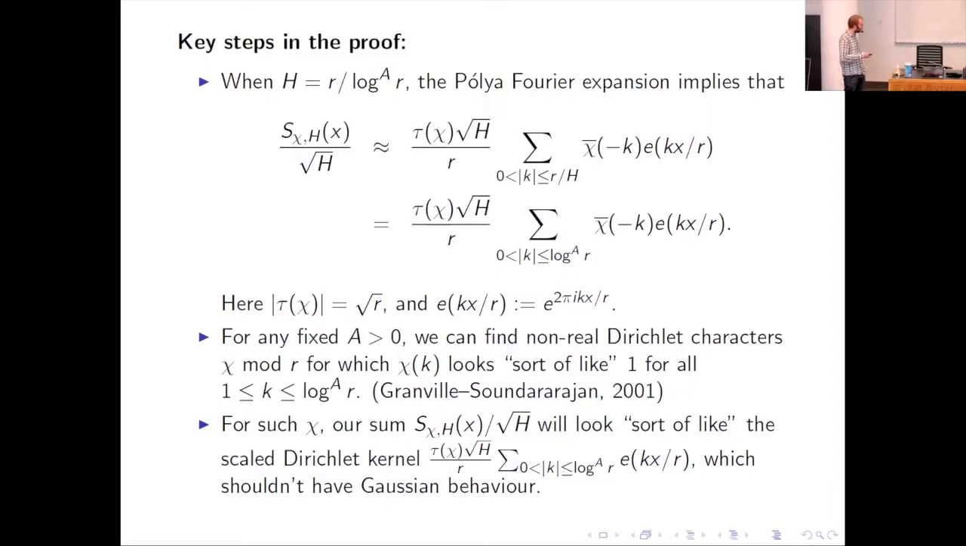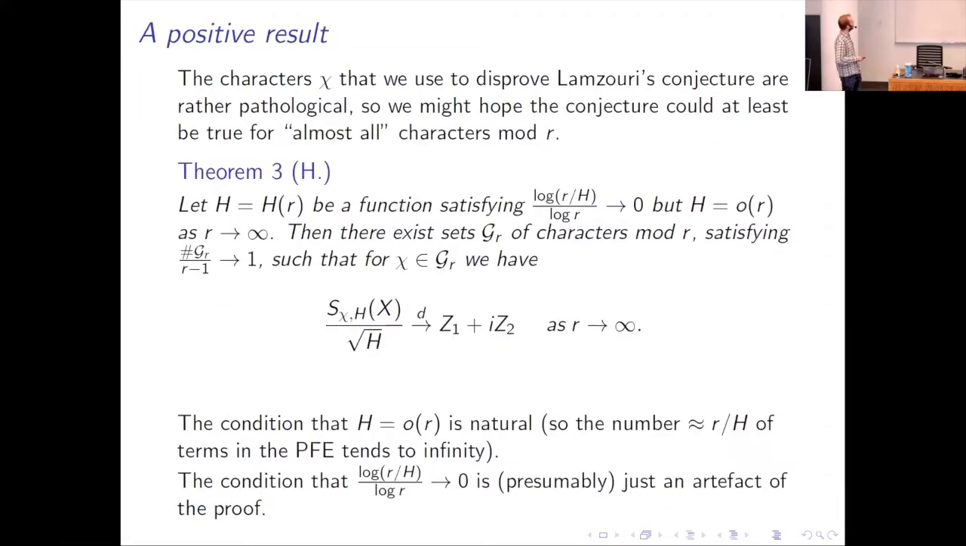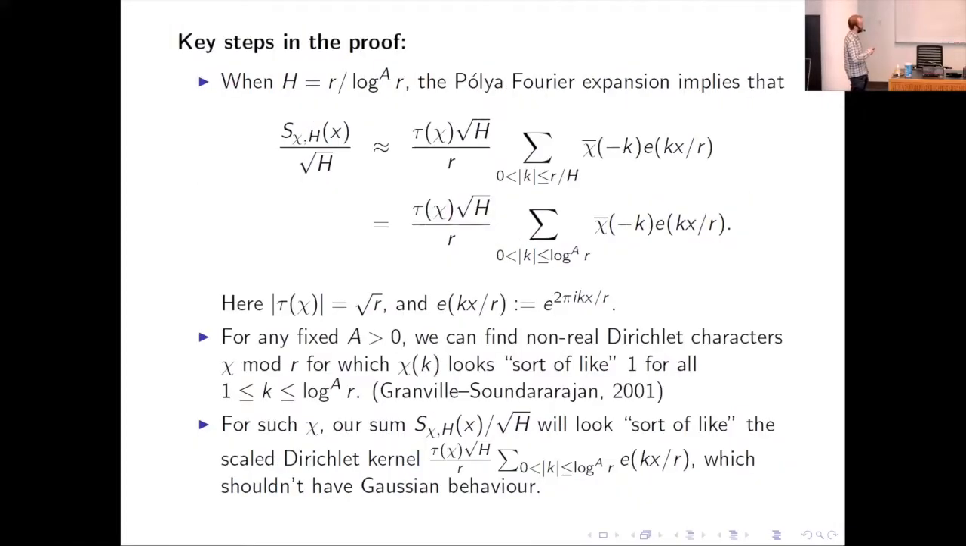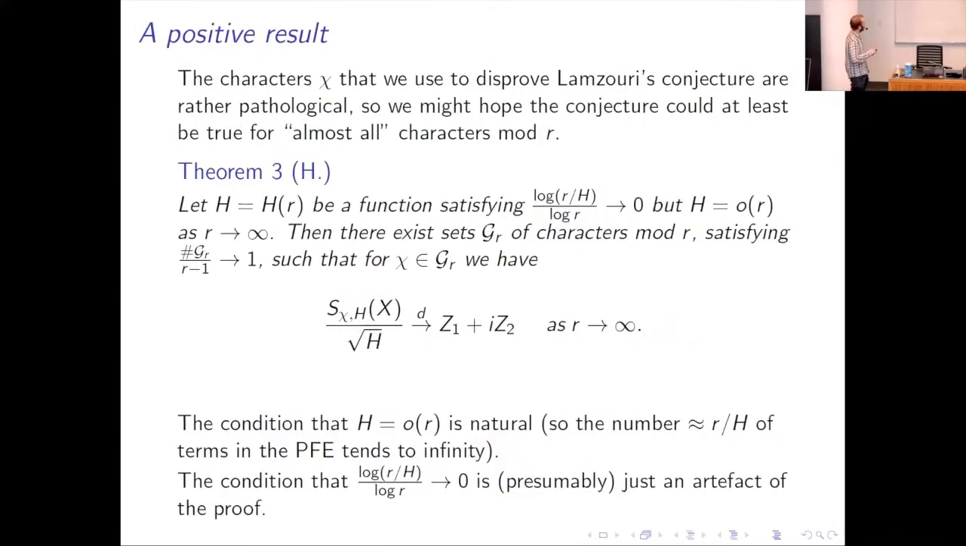Right. So this is all a bit negative, maybe. So let me state a positive result as well. Lamzouri's conjecture is not quite right, but actually it's almost right in some sense. These characters that Granville and Soundararajan produced, there are actually quite a few of them for each R, but most characters don't look like that. For most characters, if you sum over this range, you will have cancellation. And so you might expect that at least for most characters, the conjecture could be right.